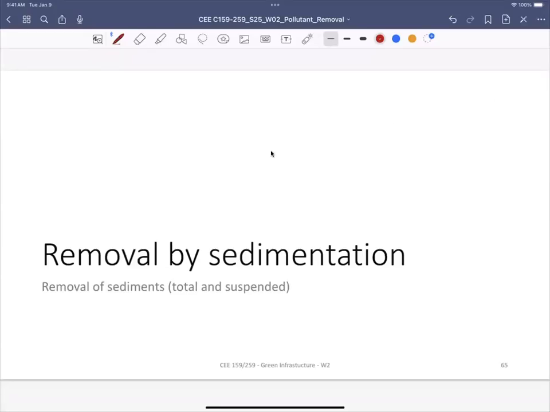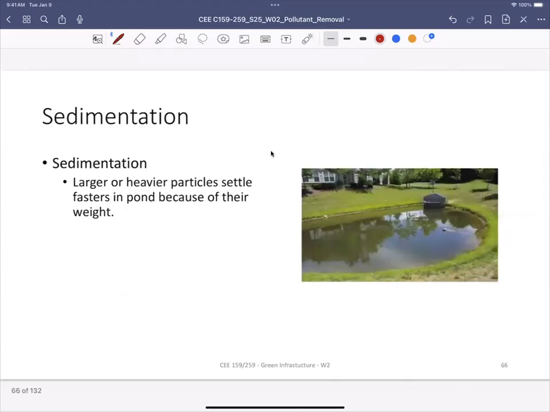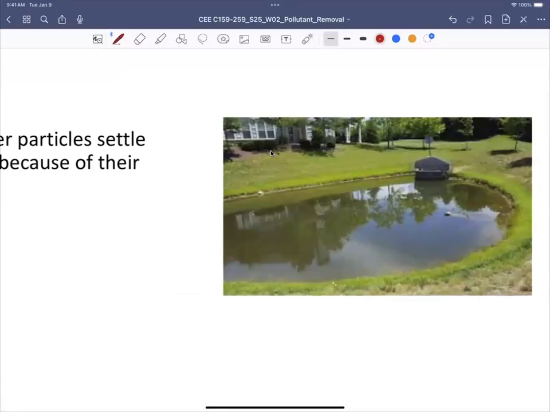In this video, you'll learn how to model sedimentation in a detention pond or in green infrastructure. Sedimentation is mostly relevant for suspended particles, like microplastics or normal sediments. This is a picture of a detention pond where water comes in at one location, and as the water stands there, particles settle towards the bottom of the pond.